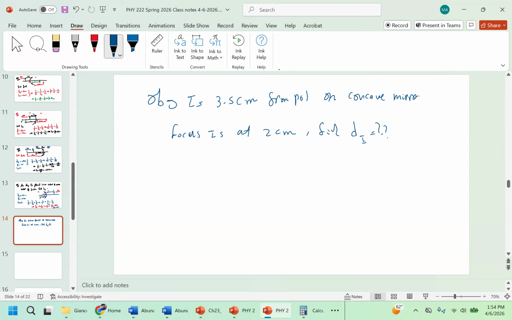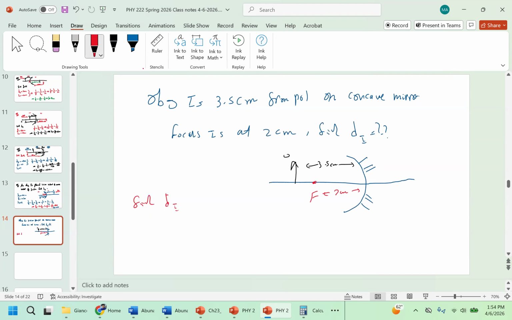So again, you've got a concave mirror. Here's my concave mirror. It's like a cave, so the cave part is the shiny side. Here is my object, which is 3.5 centimeters from over here to over here. And let's say my focus is over here. That means your focal length is 2 centimeters from here to here. Find the distance of the image.